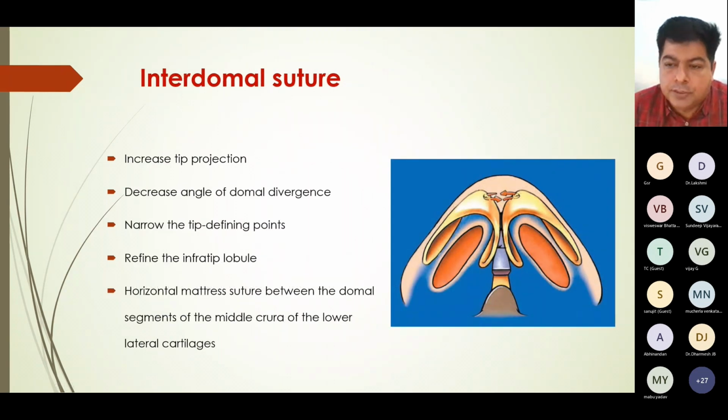Then there is the interdomal suture. This is also a very commonly done procedure, primarily to increase the tip projection, and also to decrease the angle of domal divergence. You see sometimes the classical appearance of a bifid nose is there. You look at Ravina Tandon's nose. There is an increased angle of domal divergence. So that can be corrected using this method. Primarily they will narrow the tip defining points and also will refine the infratip lobule. Again, these are horizontal mattress sutures passed between the domal segments of the middle crura of the lower lateral cartilages.